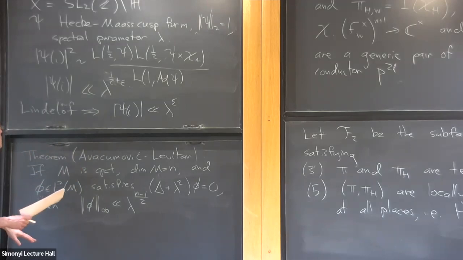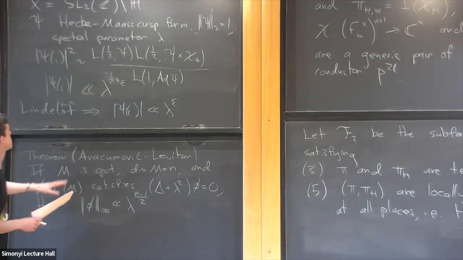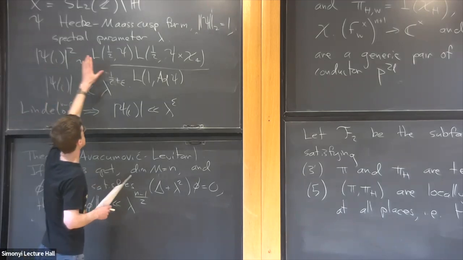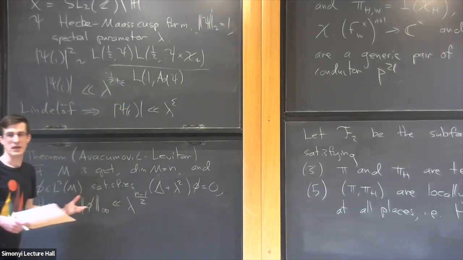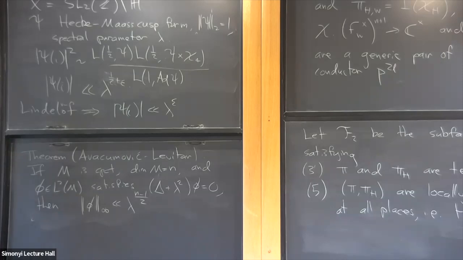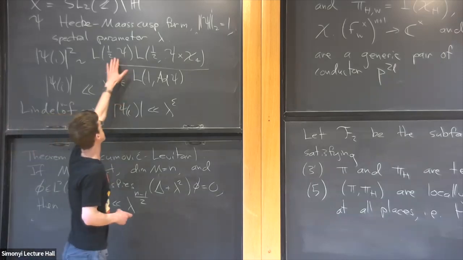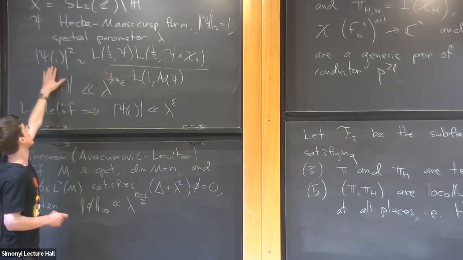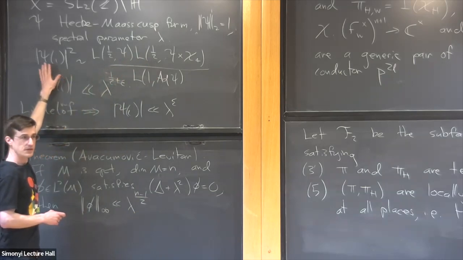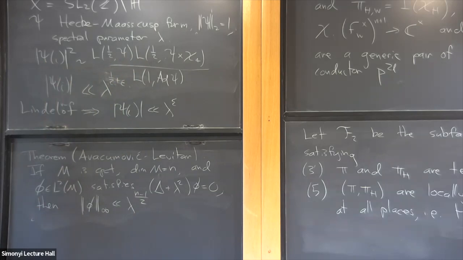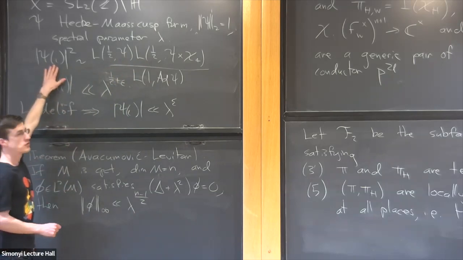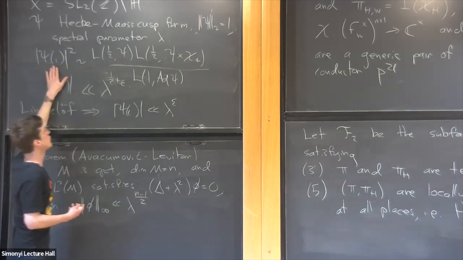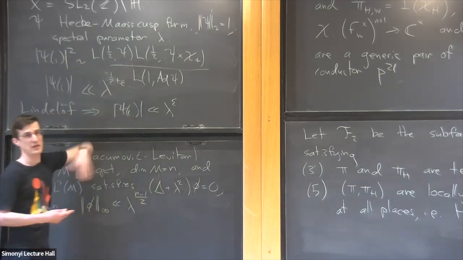Okay, so we have this connection between bounds for eigenfunctions and bounds for L values. Now, it's known that the central L value satisfies a subconvex bound, so that would give you a saving for this value of the eigenfunction. And you can ask, well, can you go the other way? Is there some bound you can prove for this, using harmonic analysis, that you can pass back and get a subconvex bound here?